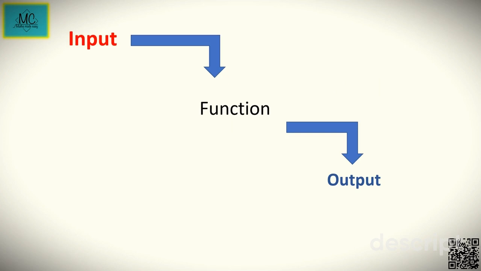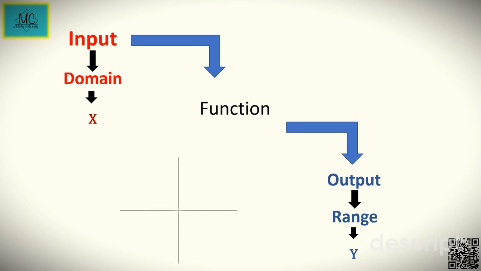to get the output. In a function machine, the domain actually refers to the input and the range actually refers to the output. Okay, and these are the values that come out as an output. This means that the domain corresponds to the input variable represented by x, and the range corresponds to the output variable represented by y.